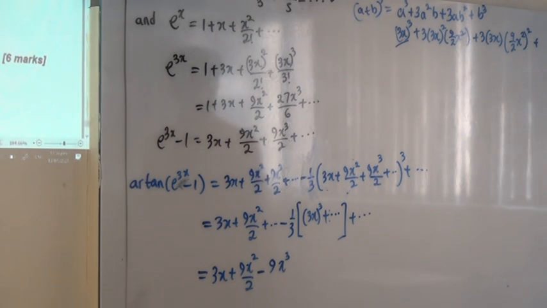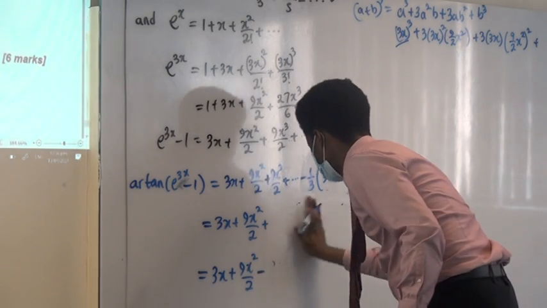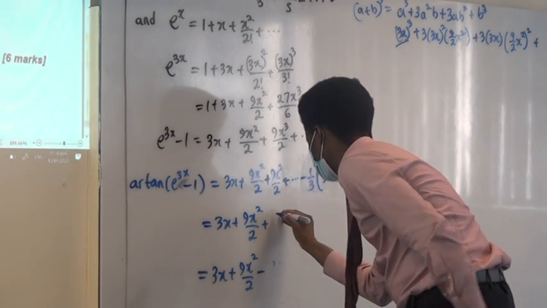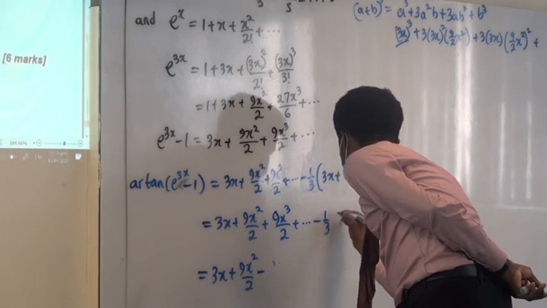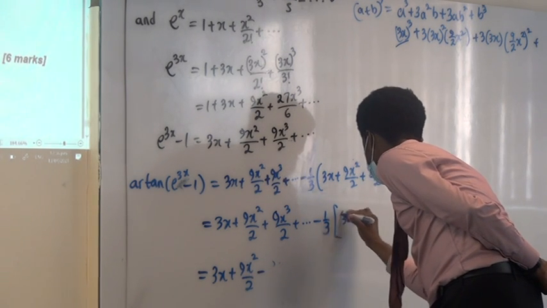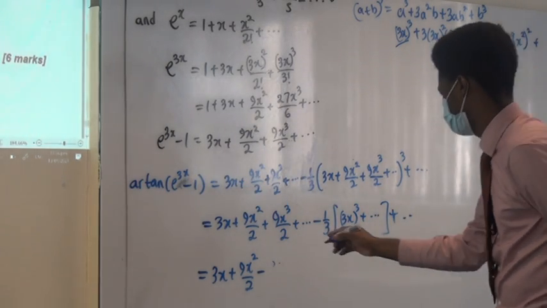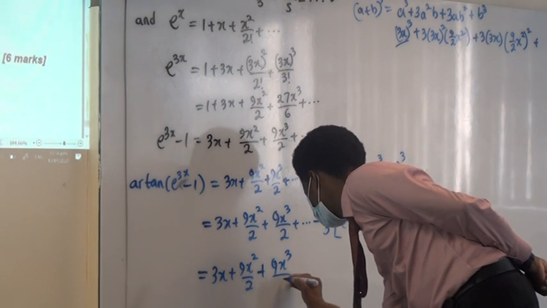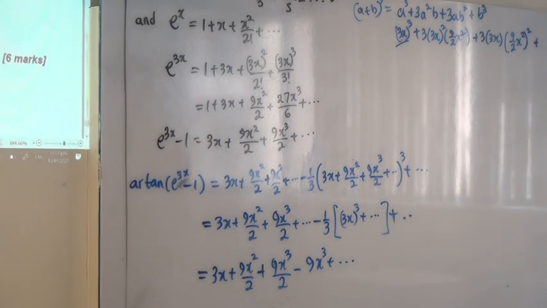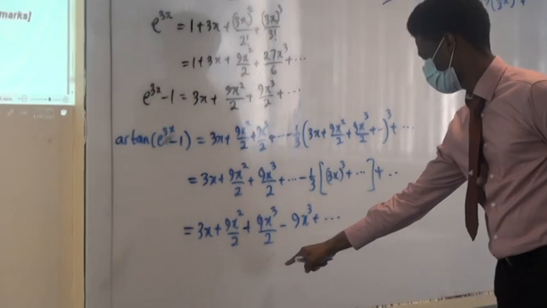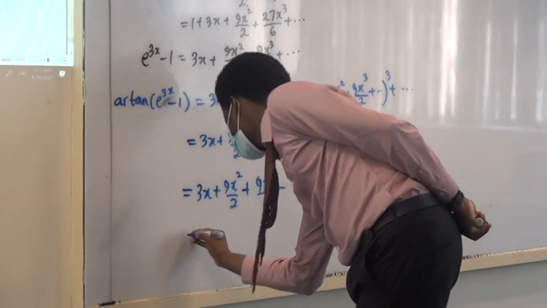Something like that. So that is going to be included here also. So we have 9x cubed over 2, then minus 1 over 3. So we only have 3x cubed plus the rest. Right? So now we're good. So 9x cubed over 2 minus 9x cubed, and a whole bunch of stuff. So this is 18 over 2, so we get negative 9. And that's what we are trying to find.